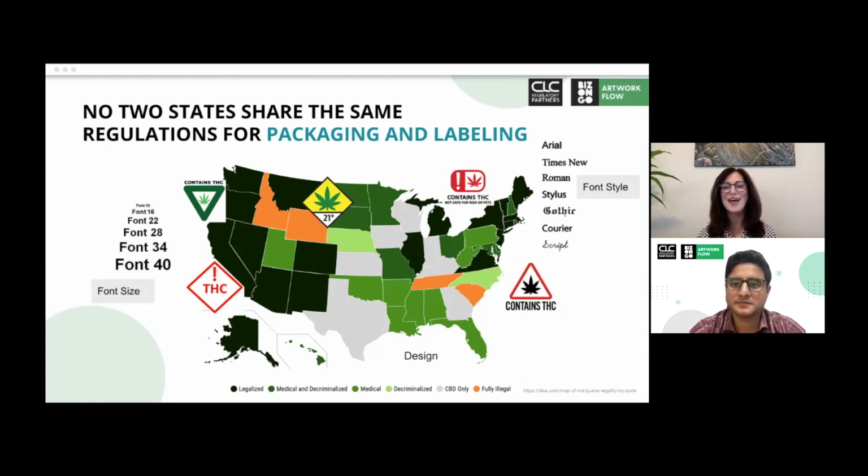So there's a lot that goes into the packaging and labeling from a state level. And so when you're a brand that wants to expand geographically, that becomes a real challenge, because you're creating your packaging and labeling for different markets. So that's where a big challenge comes in.